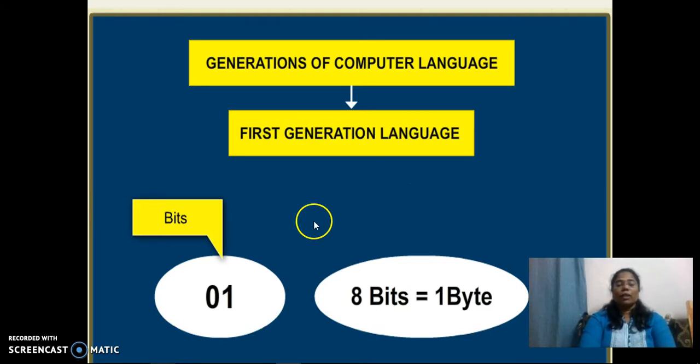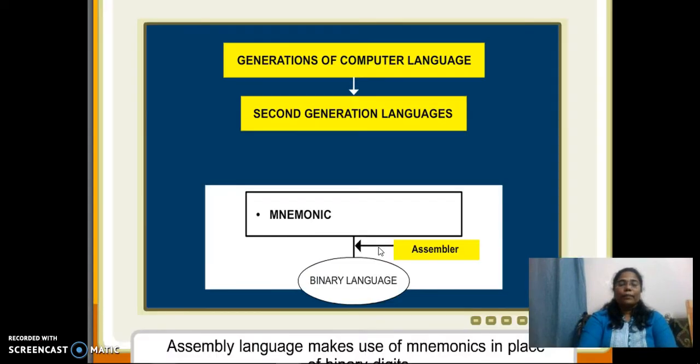The first generation we will take. The first generation is only in binary digits, so it is 0 and 1, a bit. Here 8 bits equal 1 byte. Then we'll come to the second generation language. The second generation language is like assembly language. It uses mnemonic codes.